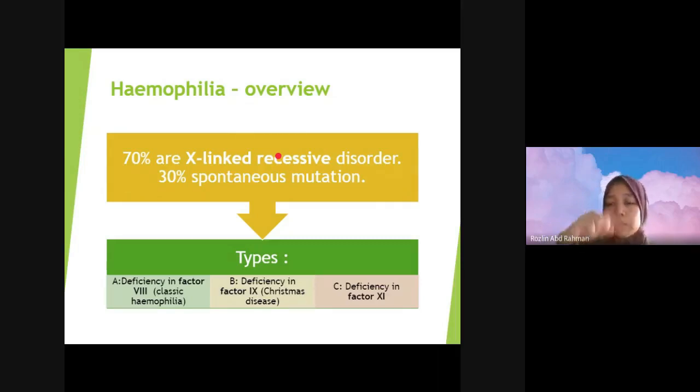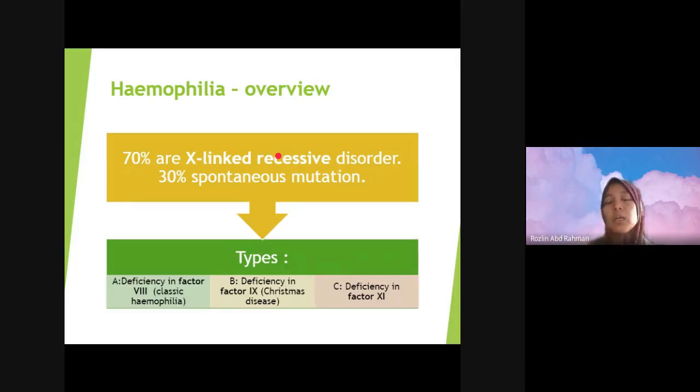If you remember, we've got 12 clotting factors which contribute to the process of clotting. And if you remember, if you have vascular and platelet problems, your bleeding tends to be on the mucous membrane and superficial.